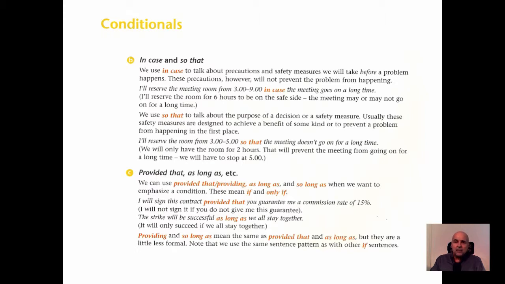We use so that to talk about the purpose of a decision or a safety measure. Usually, these safety measures are designed to achieve a benefit of some kind or to prevent a problem from happening in the first place. I'll reserve the room from 3 to 5 so that the meeting doesn't go on for a long time. We will only have the room for 2 hours, and that will prevent the meeting from going on for a long time. We'll have to stop at 5 p.m.